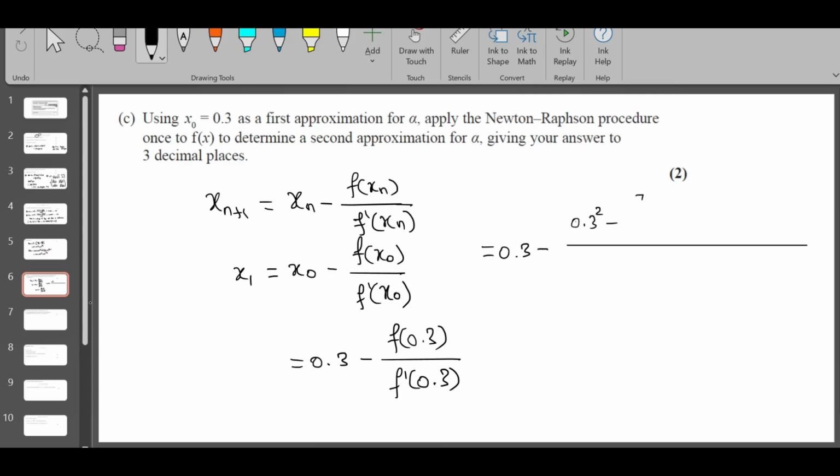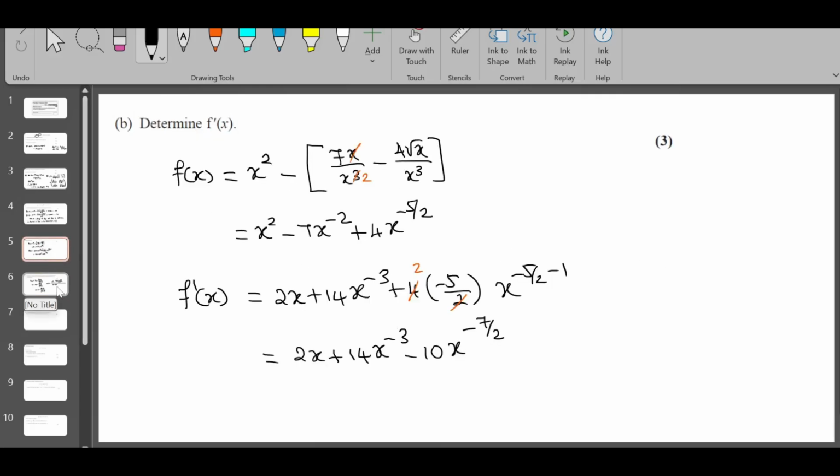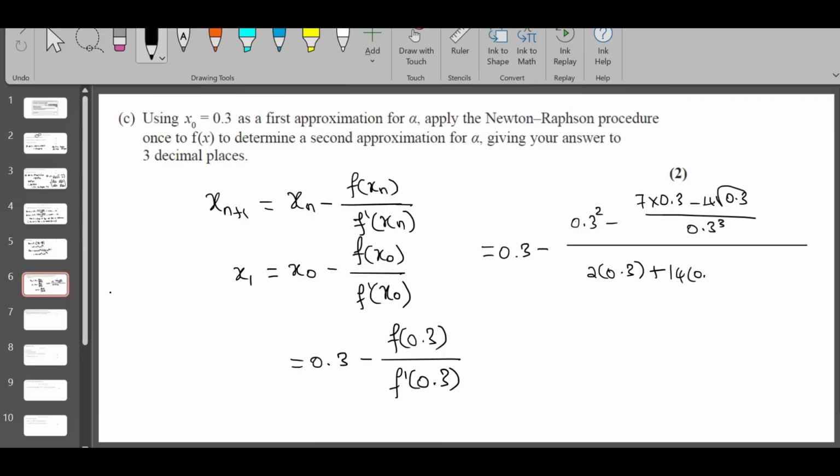0.3 minus 7x minus 4 root of x divided by x cubed, and then f dash is 2x plus 14x power minus 3 minus 10x power minus 7 over 2. That's the second approximation. Because this is a first approximation, they want us to find the second approximation to 3 decimal places. So let's calculate this value.